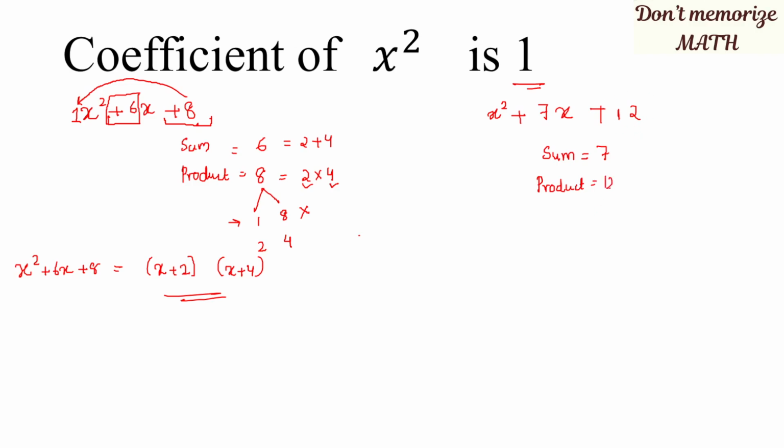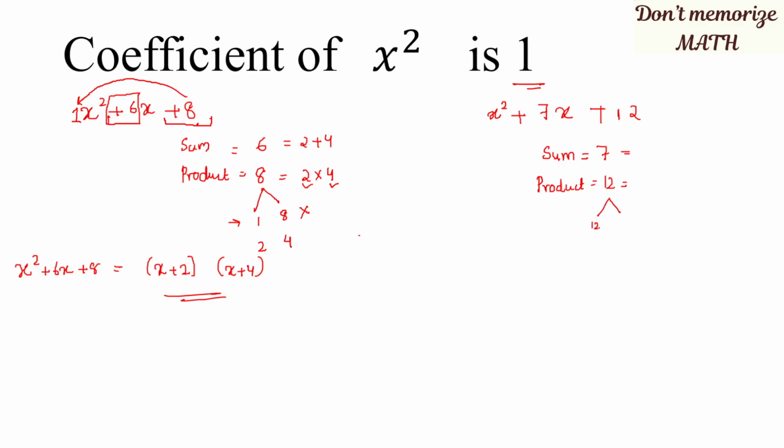So now we need to find two numbers. Those two numbers, if you are adding, you have to get 7. If you are multiplying those two numbers, you should get 12. How can we find it? If you are finding it directly, you write it here and write the factors. No problem for that. If you don't know, just please split the 12.